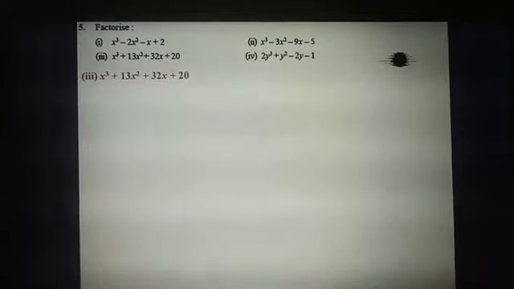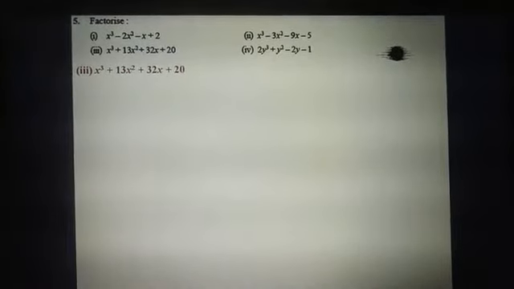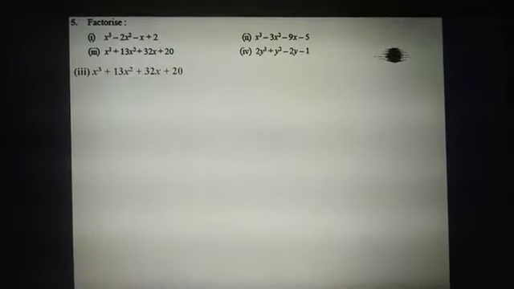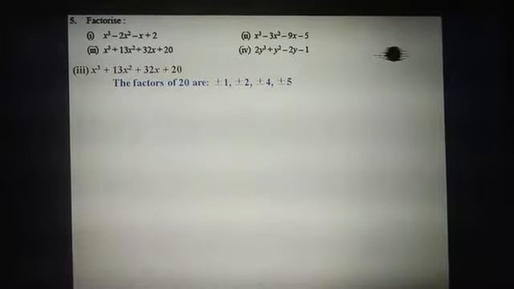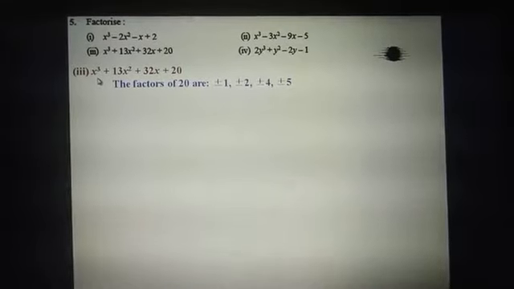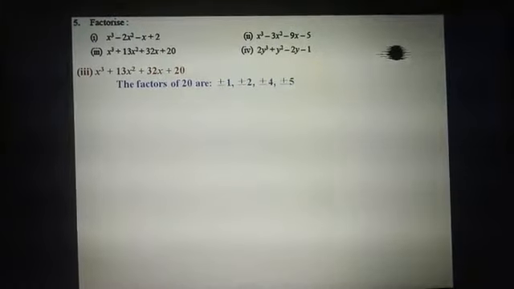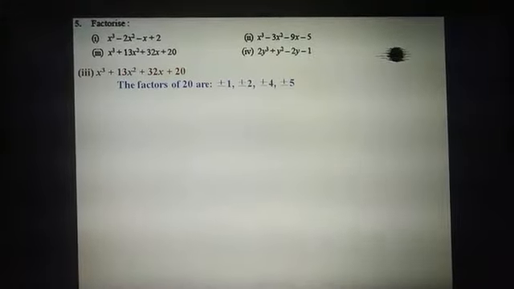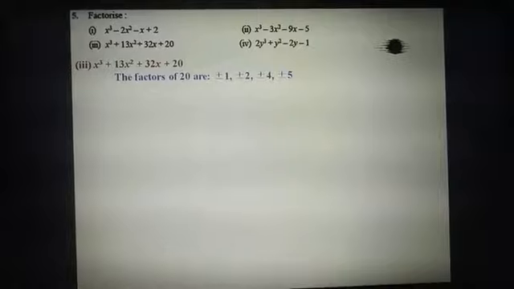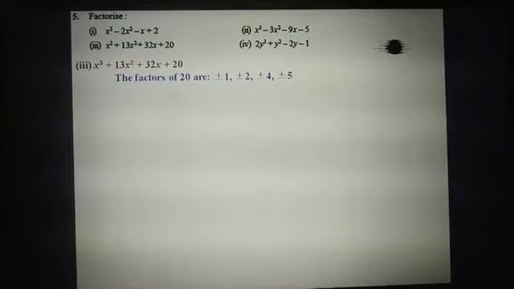Next, factorize the third sum. x cube plus 13x squared plus 32x plus 20. So first step. Here the first term is x cube. If it is x squared, like the previous sum, you can do it by the multiplication term and addition term. By using that, we have to find the solution. Here the highest power is 3, so the degree of the polynomial is 3. So how to find the solution for this sum?